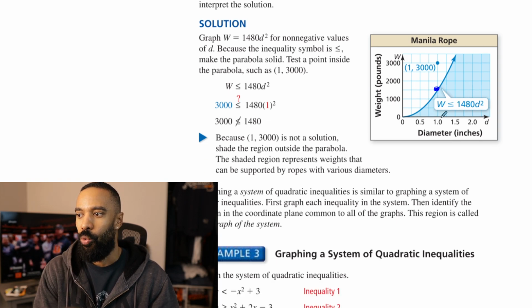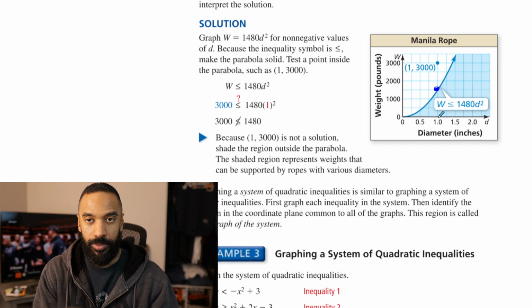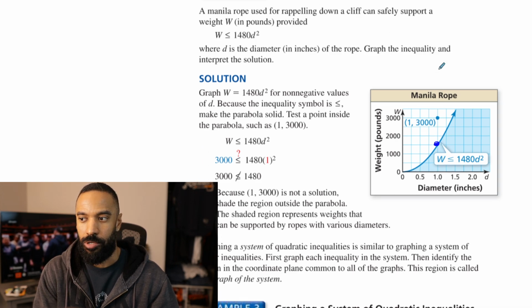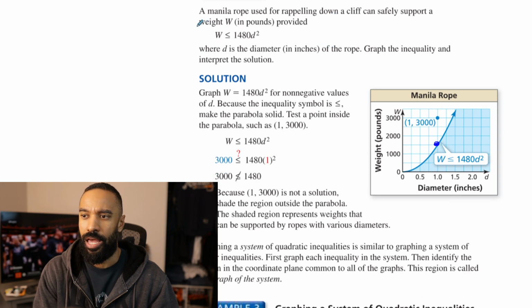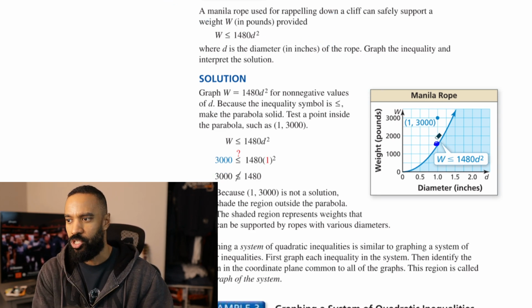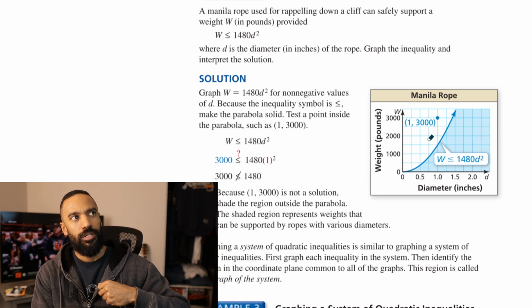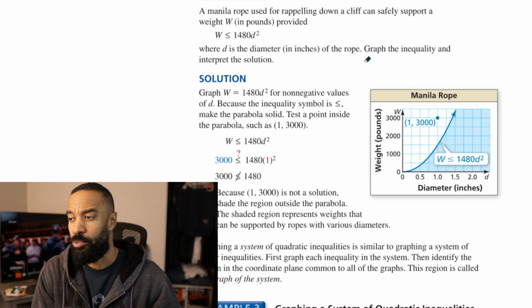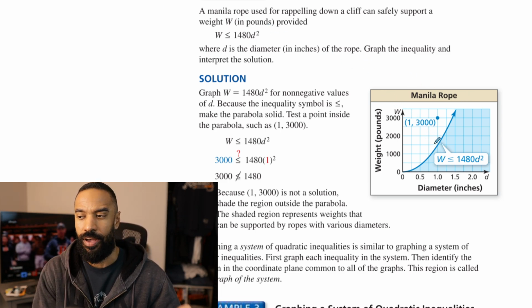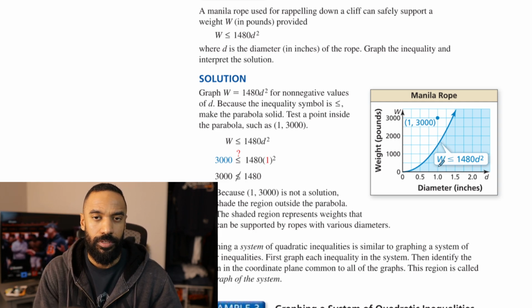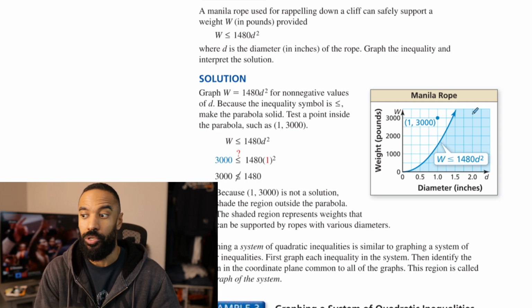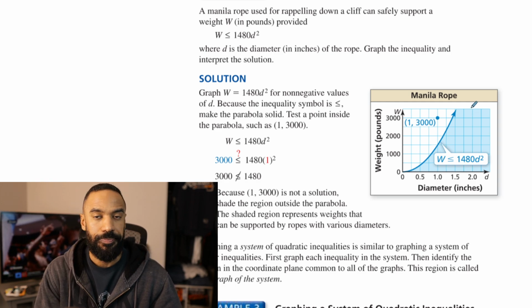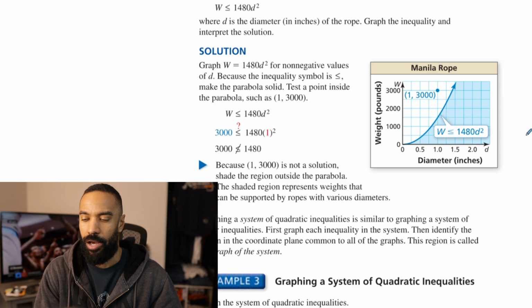If I chose 1 diameter of rope and 3,000 pounds of weight, what were we using it for? Rappelling down a cliff? I don't know what 3,000 pounds is about. Maybe just because you're so much... I don't know why it would be 3,000, but 3,000 pounds would not satisfy 1 diameter of rope, right? 3,000 would satisfy for maybe 2 inches diameter, but not 1 inch diameter.